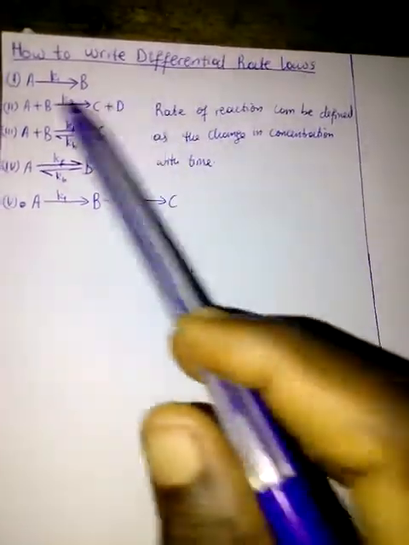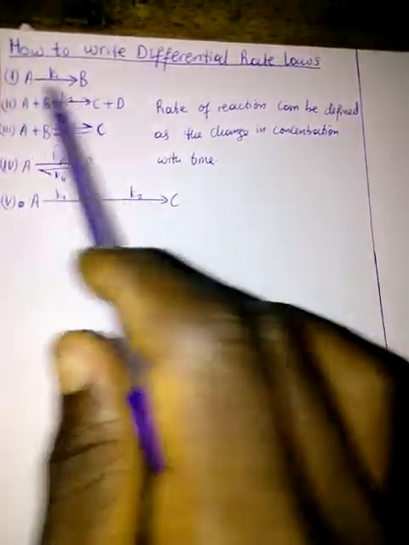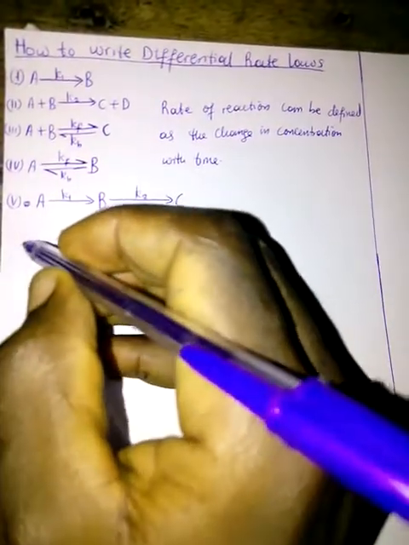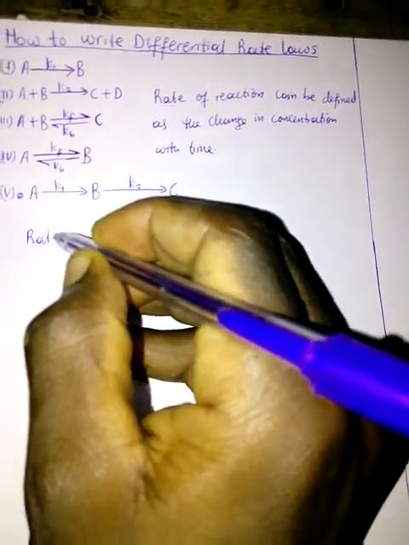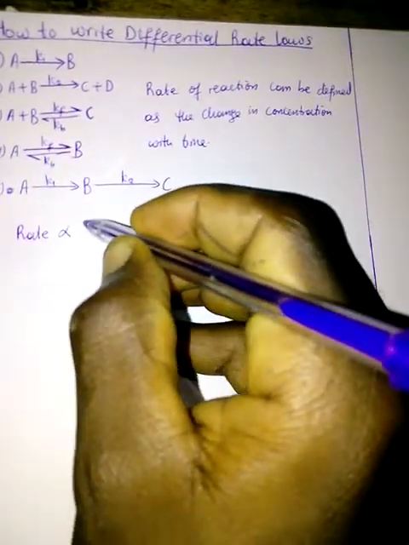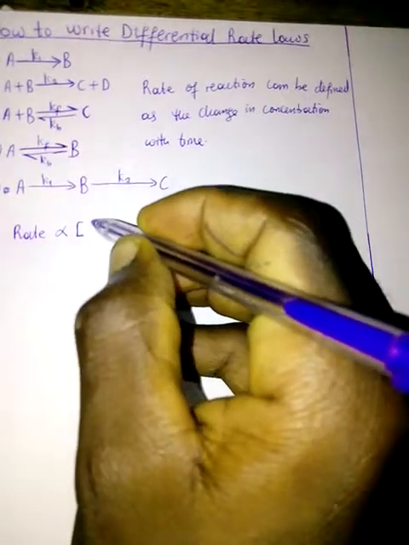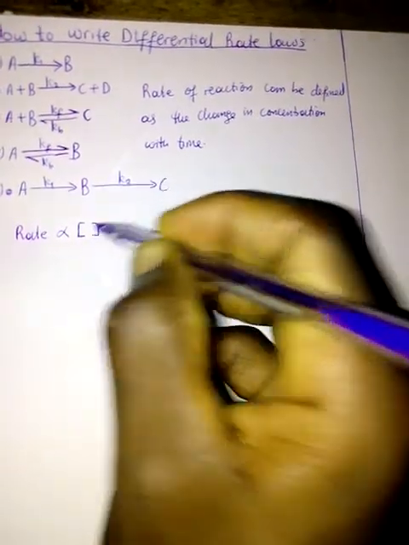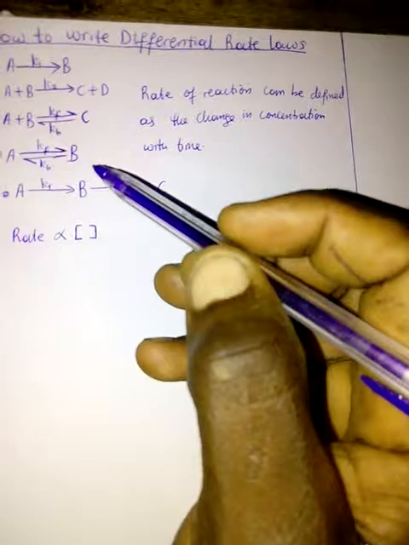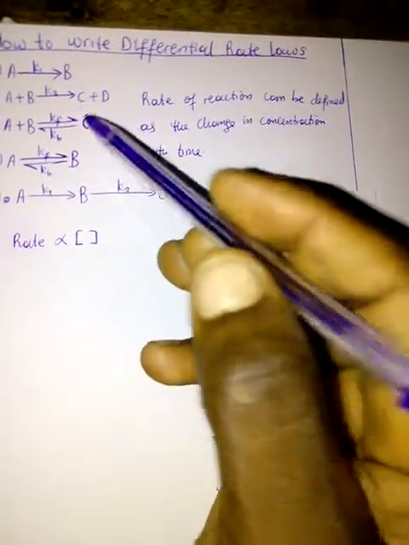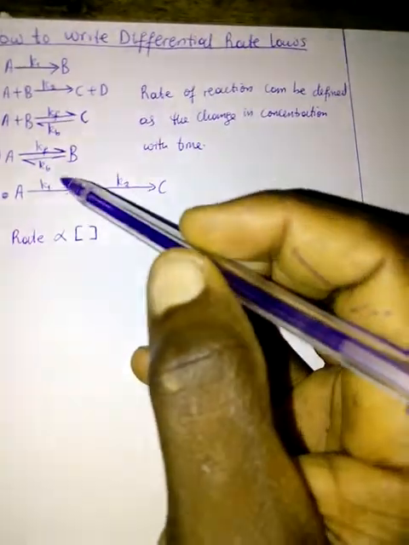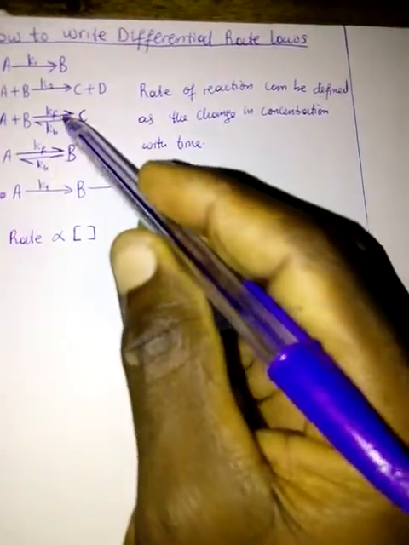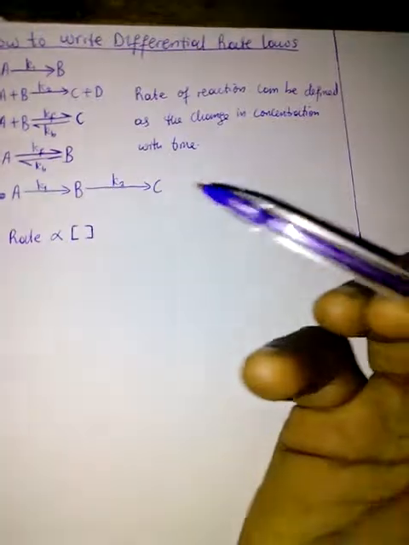For this first order reaction here, of course we know that our rate is proportional to concentration. I use square brackets in chemistry, it means concentration. So how do we write rate of reaction for this series of reactions here? These are equilibrium reactions. The two are equilibrium reactions, and this is a consecutive reaction.